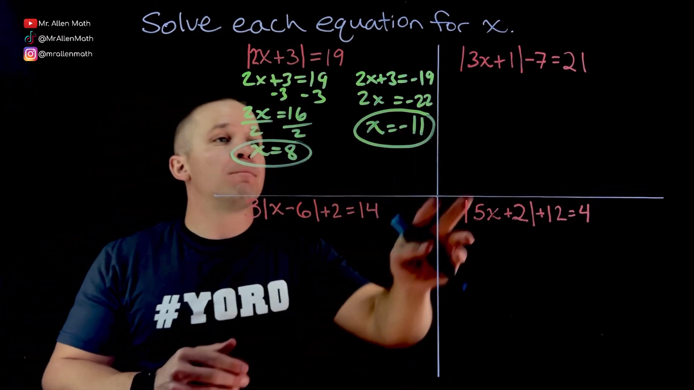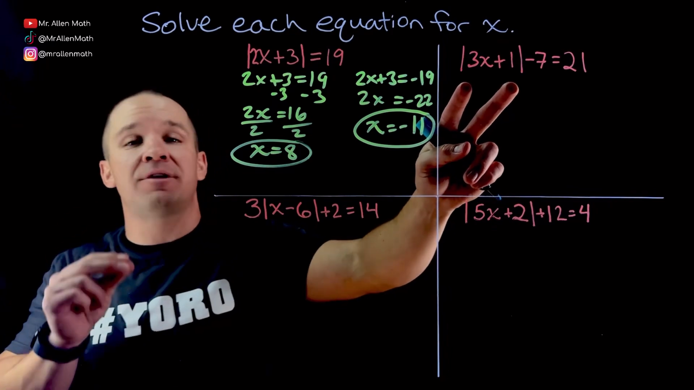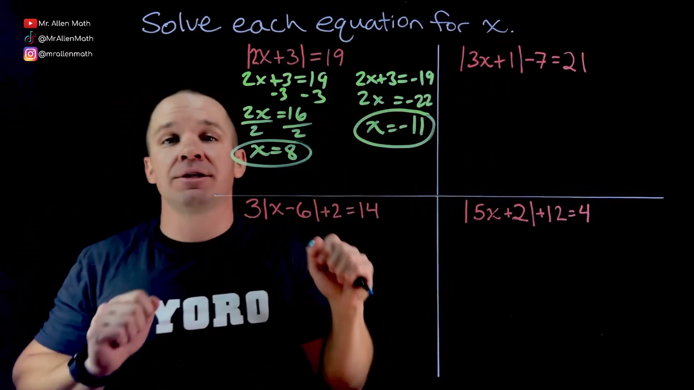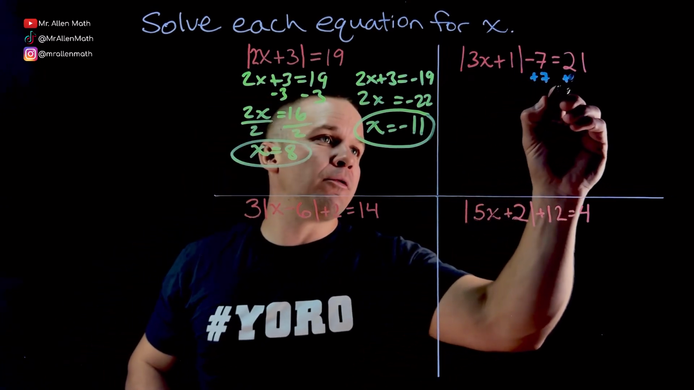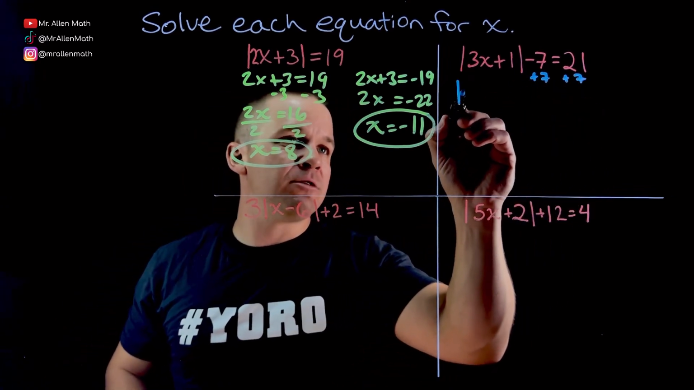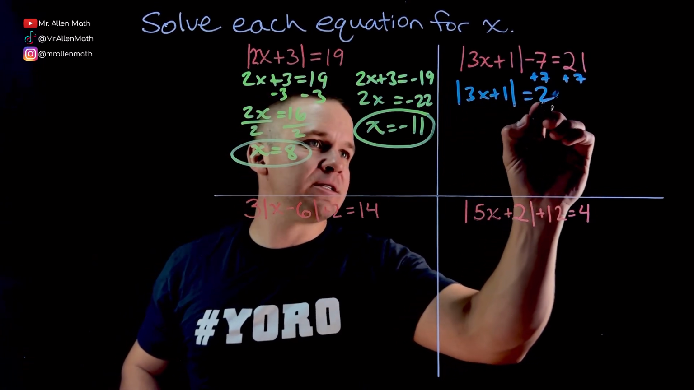Next one over here. My absolute value this time is not on its own side. That's our first step. I've got to get the absolute value isolated before I break it into two different equations. So I'm going to add 7 on both sides here, and we're going to get the absolute value of 3x plus 1 is equal to 28.